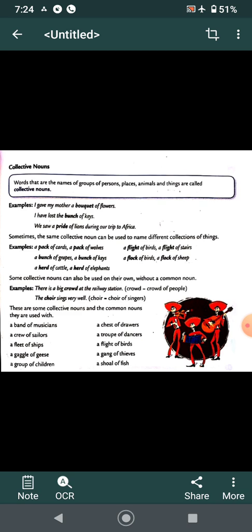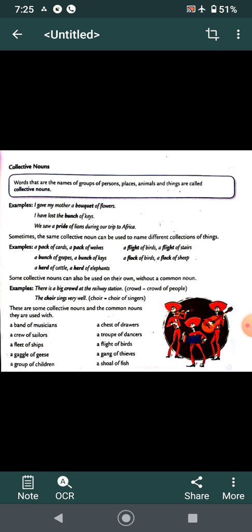For example, there is a big crowd at the railway station. Crowd here means crowd of people. The choir sings very well. Choir here means choir of singers. So it's not necessary to write the choir of singers sing well, or there is a big crowd of people. No, you can write only crowd or choir. It means a group only.